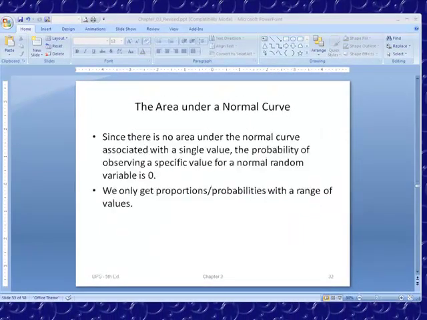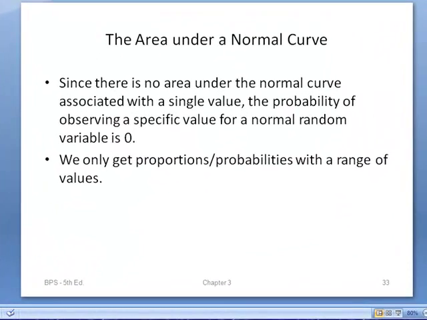Now a point I'd like to stress here is that there is no area under the standard normal curve at any single value. So we can only speak about intervals. Otherwise, that area or proportion or probability will be 0. So we're going to find that if we said what proportion of men's height equals 72, we would say 0.